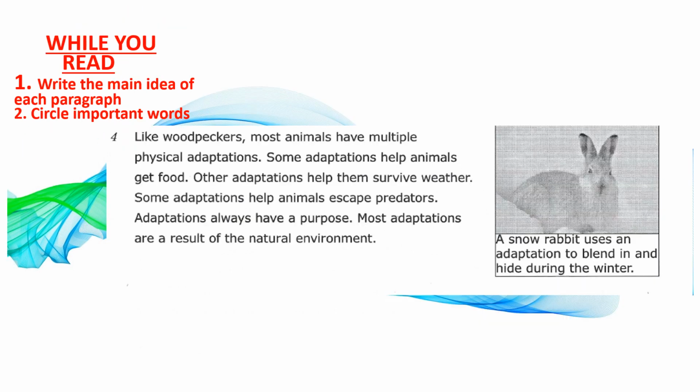Paragraph 4. Like woodpeckers, most animals have multiple physical adaptations. Some adaptations help animals get food. Other adaptations help them survive weather. Some adaptations help animals escape predators. Adaptations always have a purpose. Most adaptations are a result of the natural environment. Caption reads, a snow rabbit uses an adaptation to blend in and hide during the winter. Pause your video, write the main idea, circle important words.